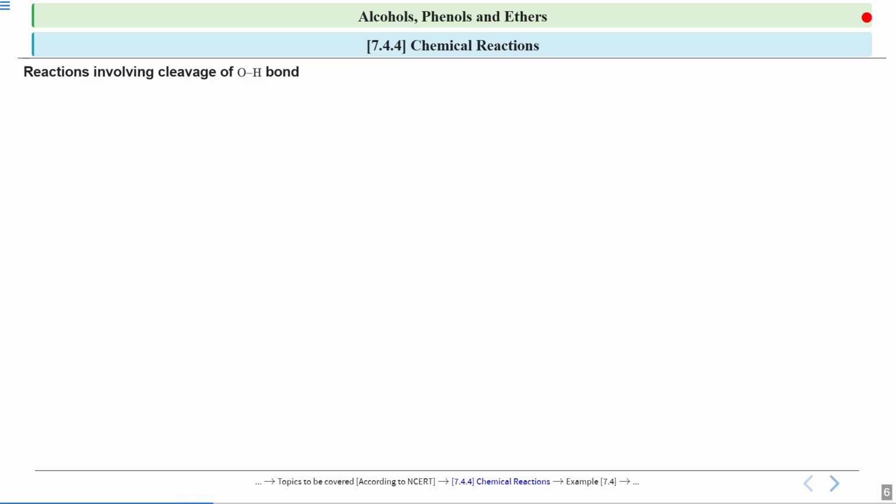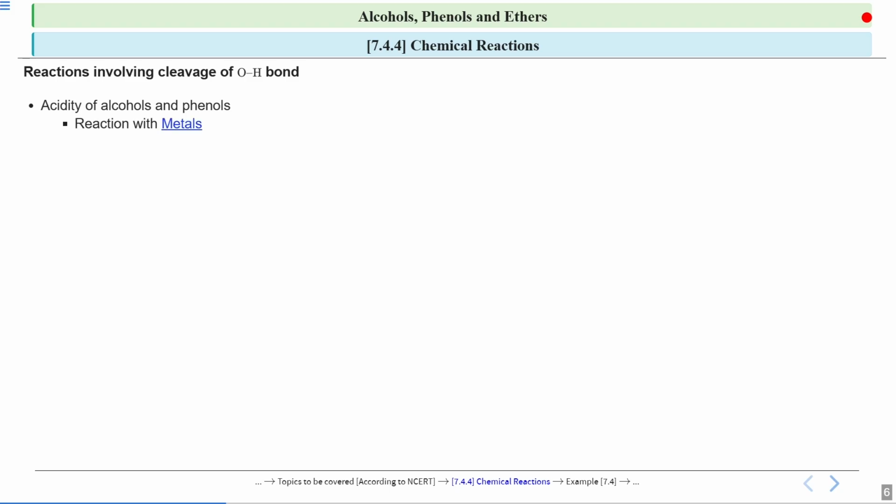Now, first we will study the reactions that involve the cleavage of OH bond. That means your OH bonds get cleaved. So when your OH bond cleaves, what happens? How does your alcohol behave? Your alcohol is behaving as a nucleophile in this case.